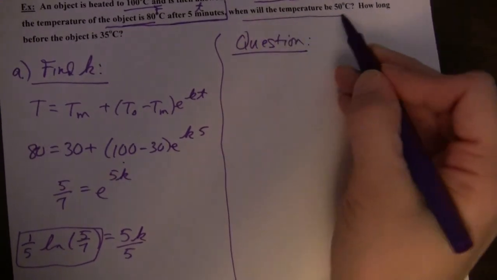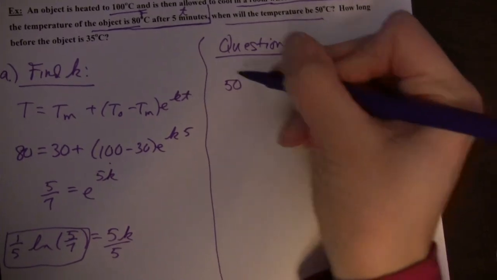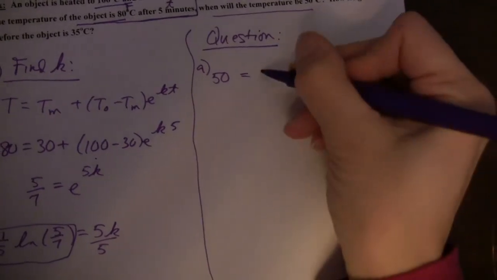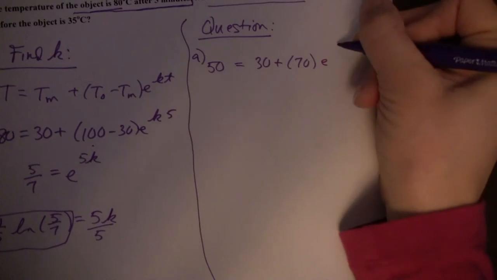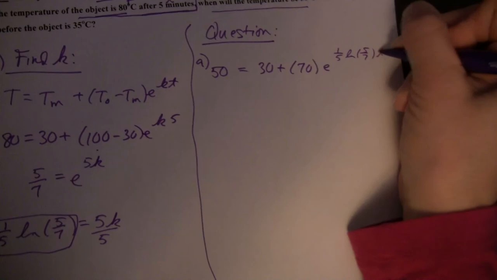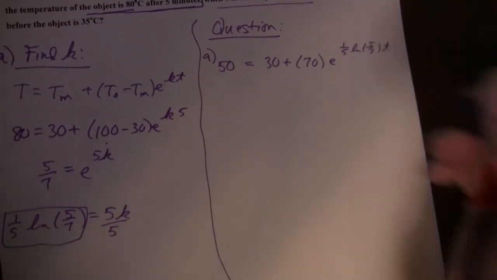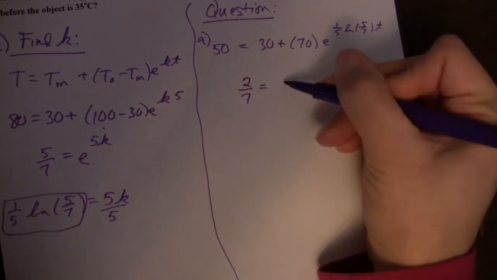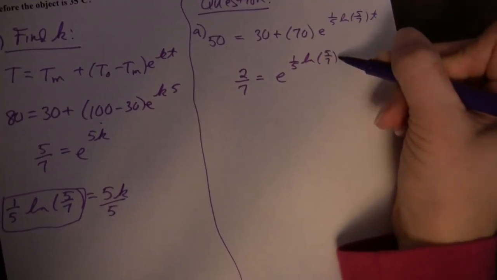When will the temperature be 50 degrees? Okay, so that's going to be the final. So question part A, 50 equals 30 plus, I can go ahead and write 70 e to the 1/5 natural log of 5/7 t. So minus the 30 and divide by the 70. Do all your baby algebra and you should get 2/7 equals e to the 1/5. Remember, make sure you put 5/7 here in parentheses.